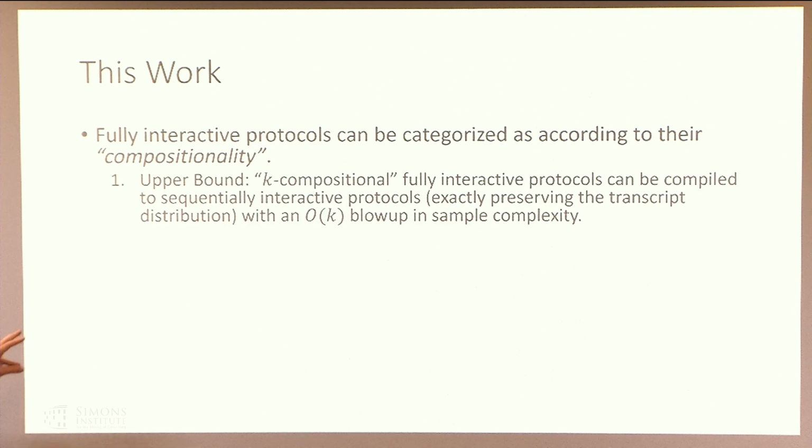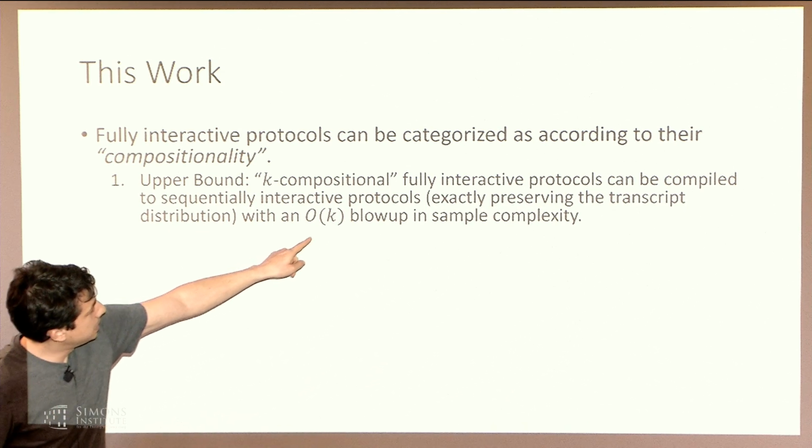Okay, so here's our upper bound. We show that if you have any k-compositional mechanism, potentially fully interactive, we can generically compile that into a sequentially interactive mechanism that exactly preserves the transcript distribution, okay, so solves whatever problem you were solving just as well, such that the blow-up in sample complexity is only on the order of k, or e to the epsilon times k, so bigger if epsilon is big. And that means that if you have a 1-compositional mechanism, then there's nothing you can do with a fully interactive protocol that you can't do with a sequentially interactive protocol.